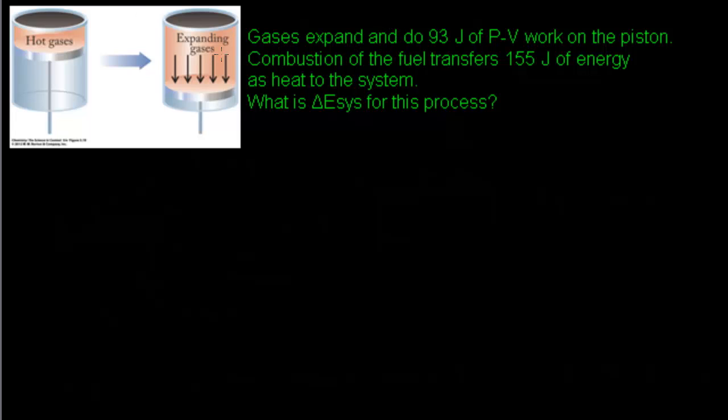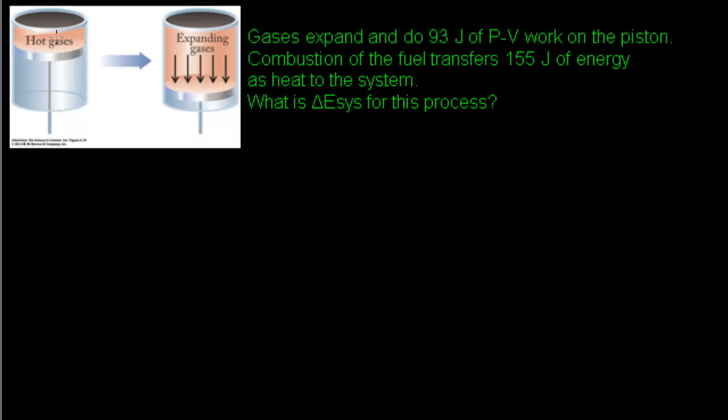So what do we know? It says the gases expand, and as they expand, they do 93 joules of PV work. So in the last part of this video, we talked about what PV work is. It's expansion compression work, and we learned a formula for calculating that. So in this case, we're just told how much is done. So the gases expand and do 93 joules worth of work on that piston.